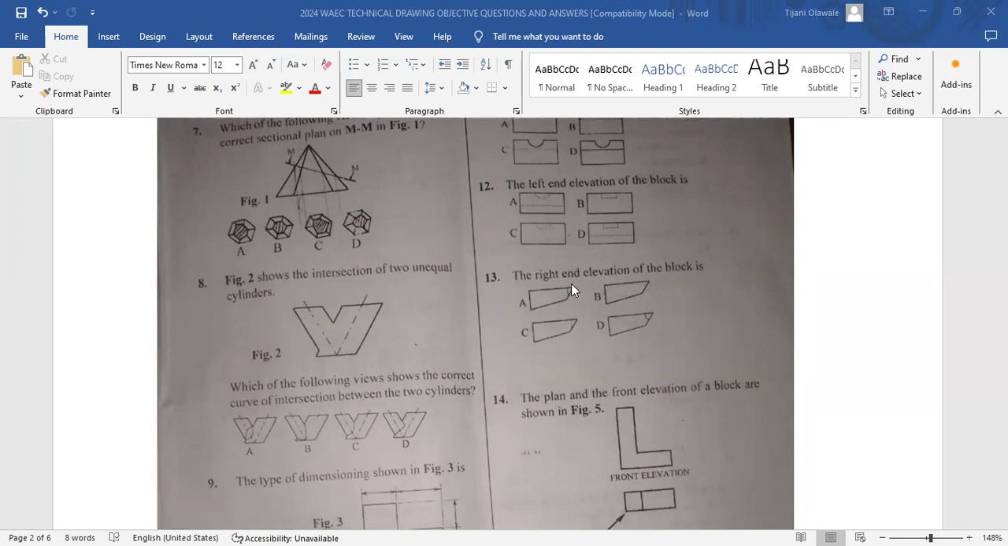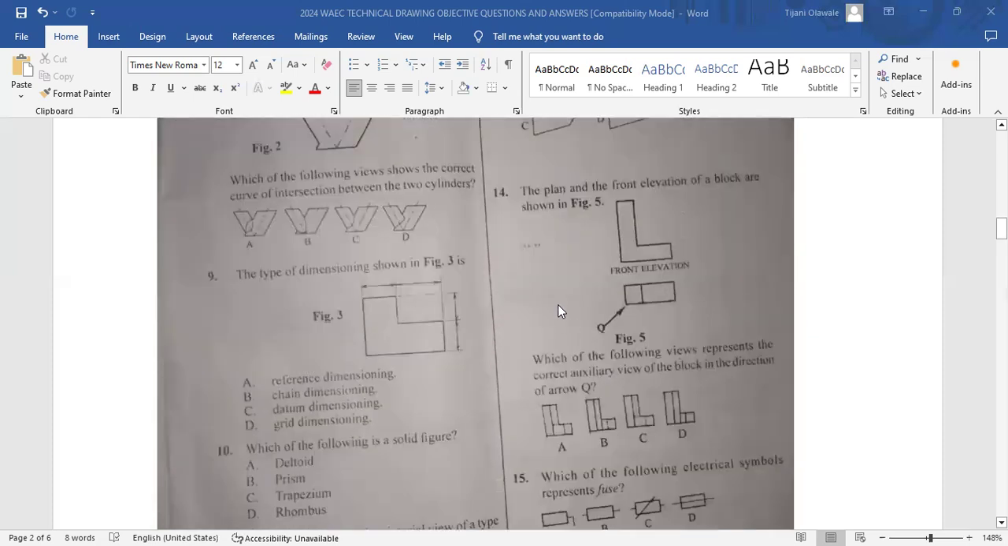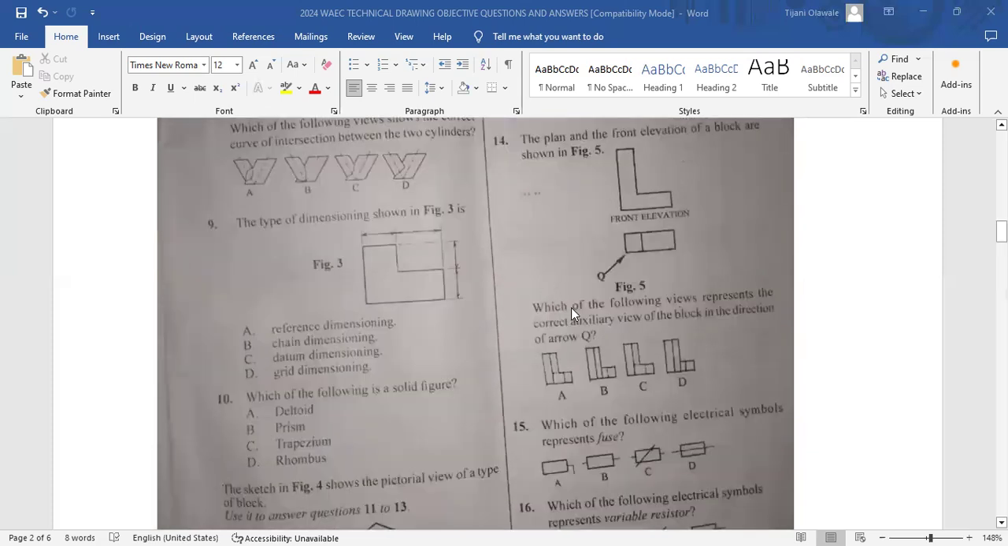All right, question 13 says that the right-hand elevation of the block is option C. Then moving to question 14, the plan and the front elevation of a block are shown in figure 5. Which of the following views represents the correct auxiliary view of the block in direction of arrow Q? The answer is option C.